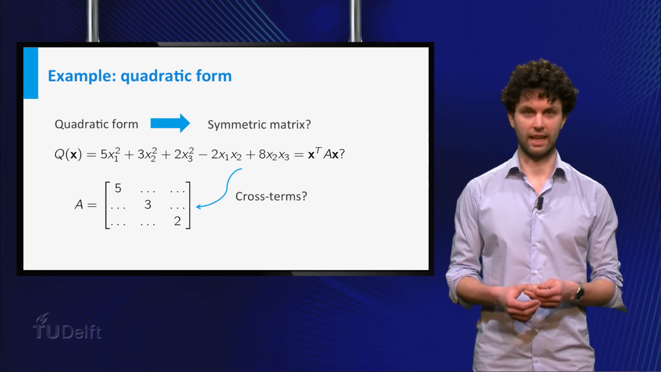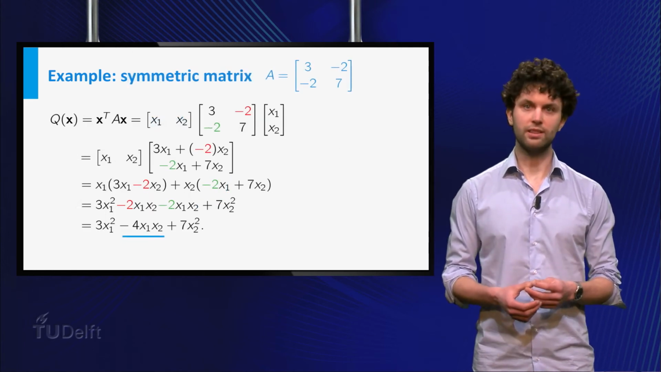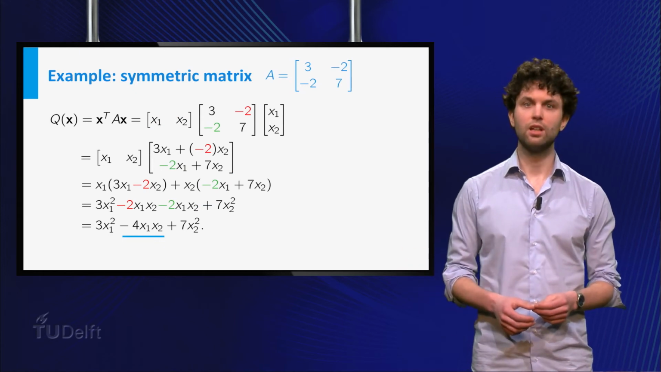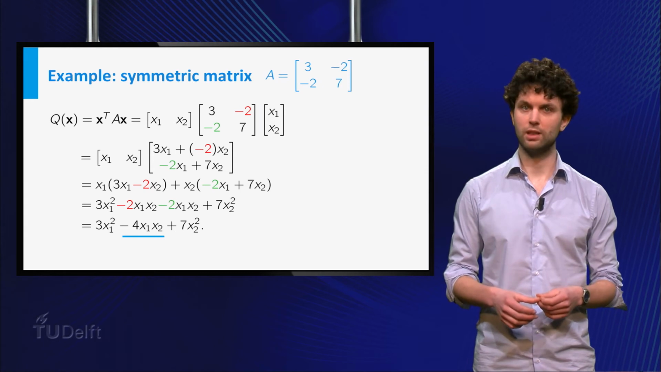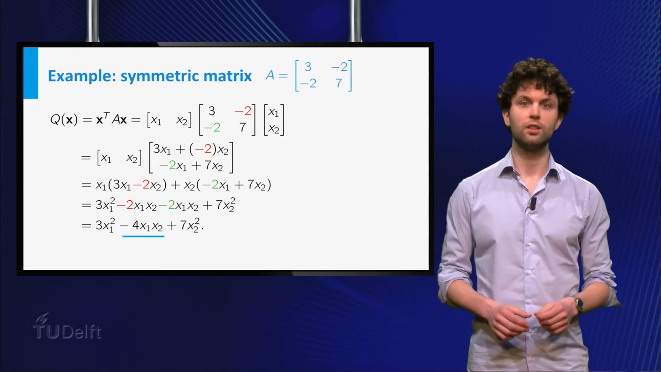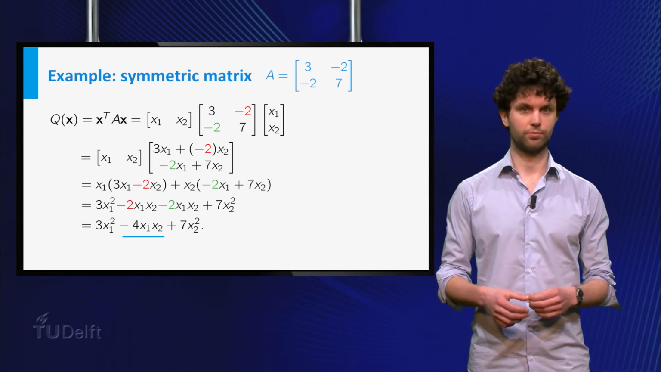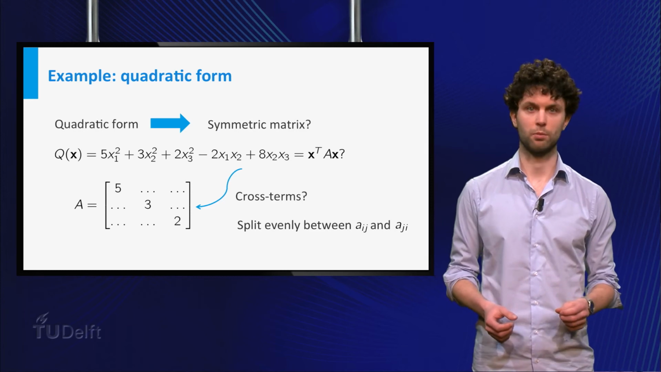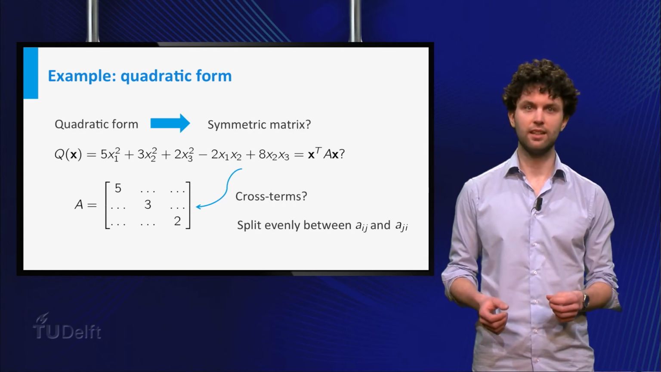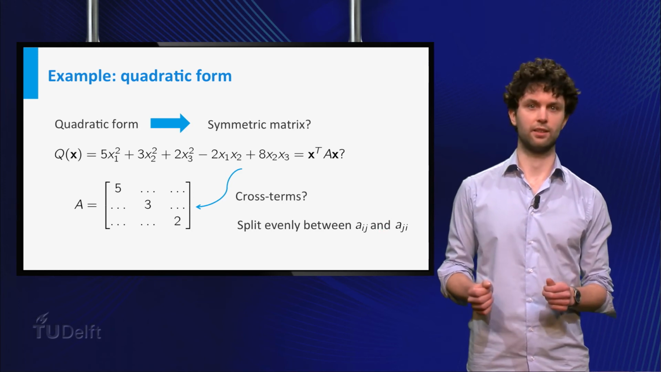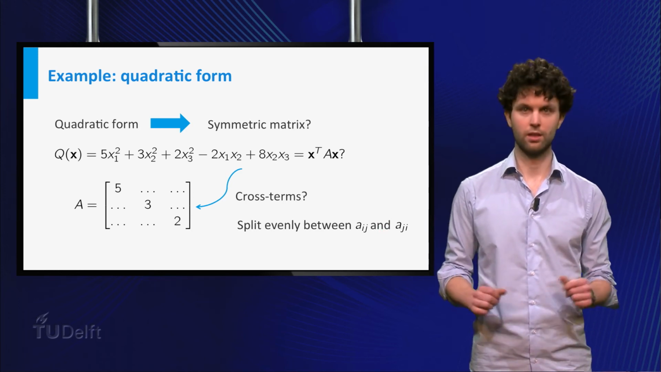Let's go back to the previous example and recall that the coefficient of x1, x2, which was minus 4, originated from the 1, 2 and 2, 1 entries of A, which were both equal to minus 2. So now we reverse this process. That means that in general, the coefficient of the cross term xi times xj has to be split evenly between the ij and ji entries of the matrix A.